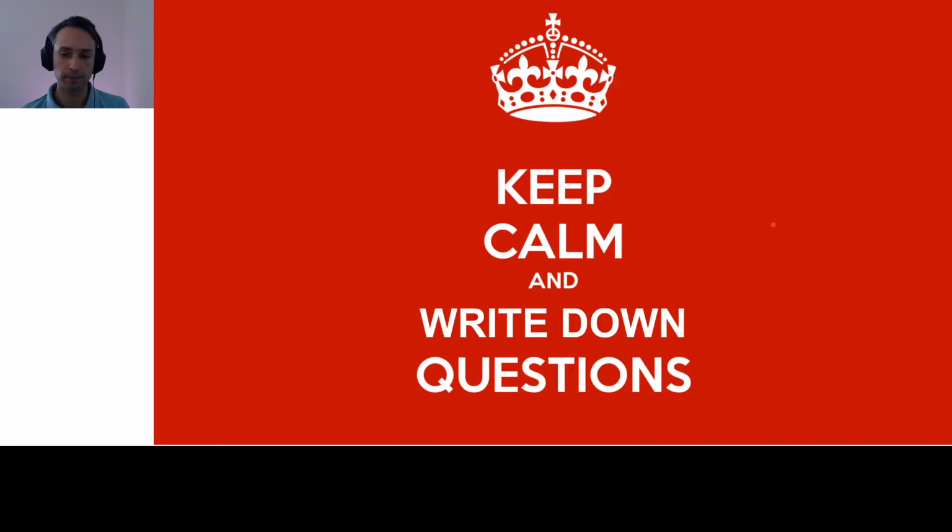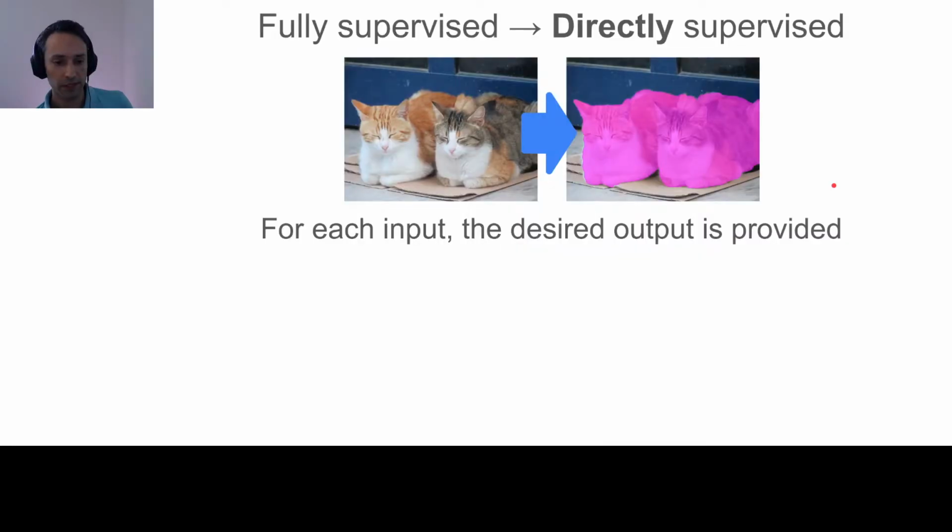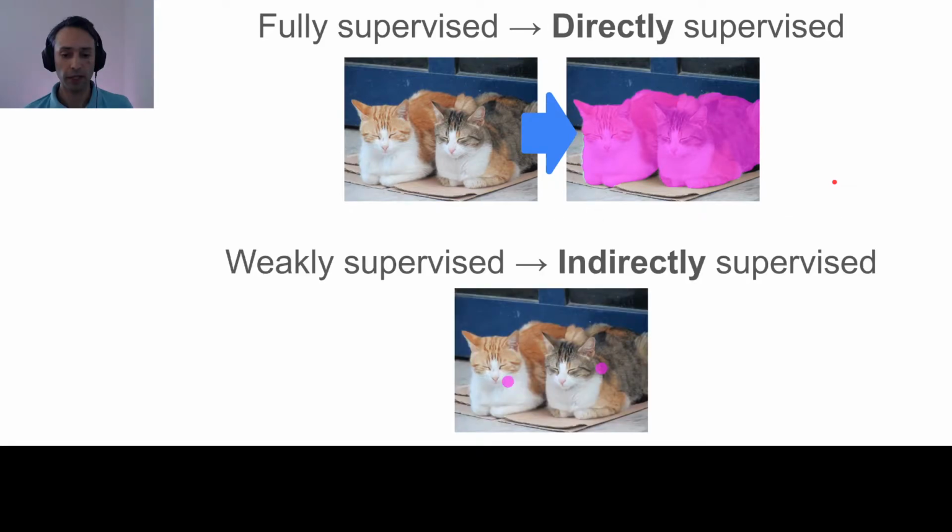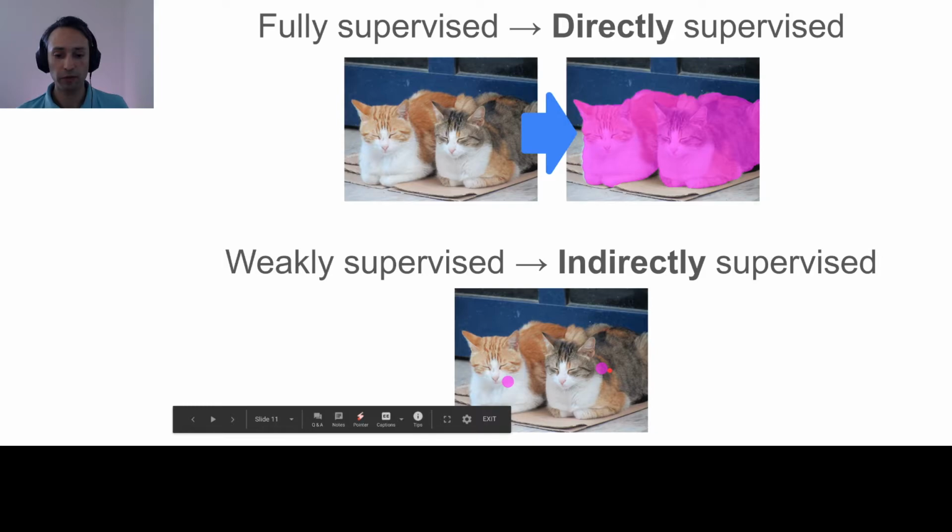So let's start by revisiting the definitions. Fully supervised training means that you're directly supervising what you want. So you're providing for each input image the desired output that you want to see out of your model. While when you're doing weakly supervised training, you provide indirect supervision, where the annotations that are provided do not tell the full story of the desired output that you want to have. An example here would be to have just partial annotation of a few points on the image.